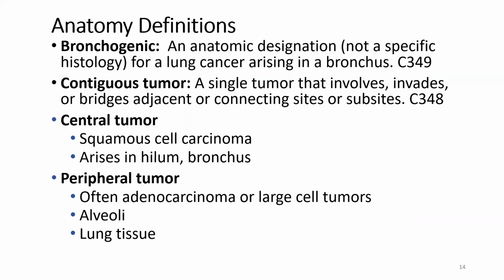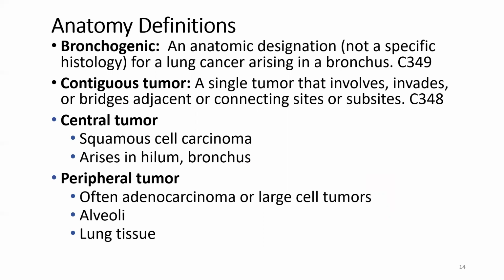Bronchogenic carcinoma, again, is not a histology. It's more of a general lung cancer term. So you would code that to C34.9. If you had a contiguous tumor, a single tumor that involves or invades or bridges other lung tissue or subsites, you would code it as C34.8.